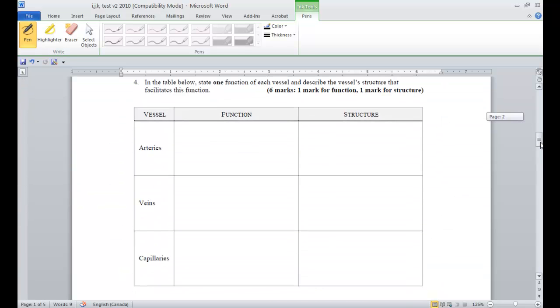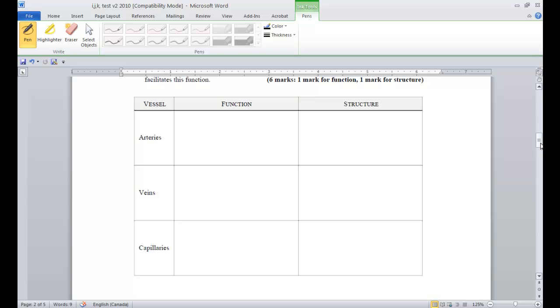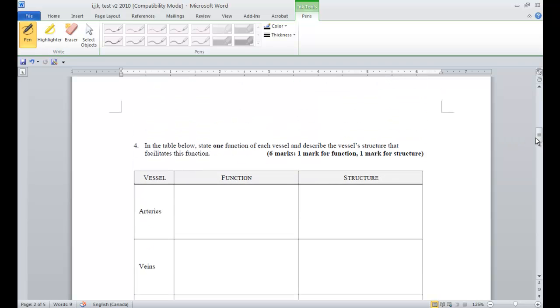This question, so most of us got this question. They wanted you, if you look back up the question, the key parts, describe the vessel structure that facilitates this function. So the idea was to relate the structure to the function.